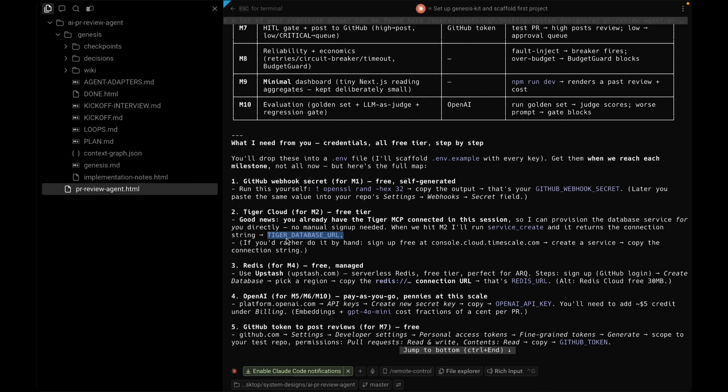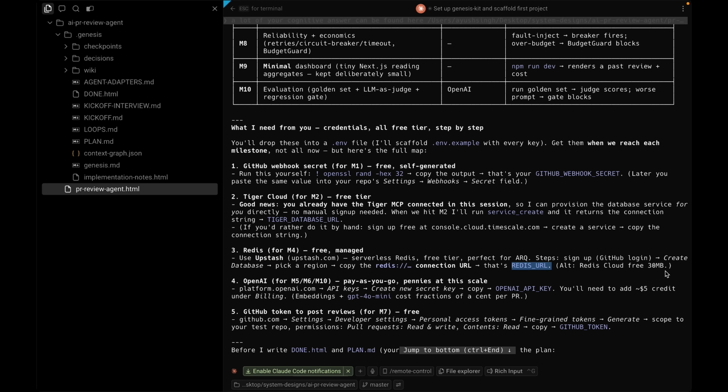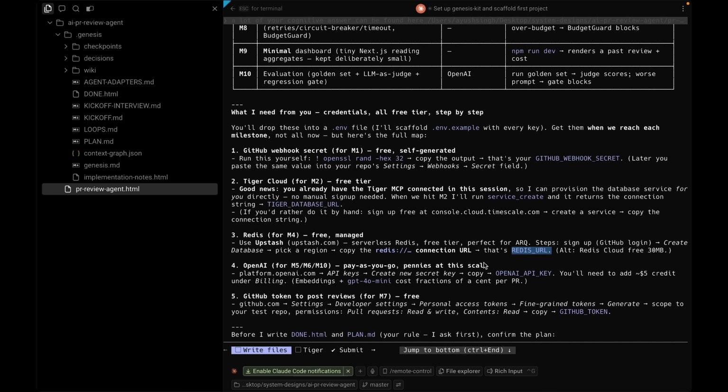Then Redis, which is basically Upstash serverless Redis, free tier, perfect for the queue. Sign up at upstash.com, create serverless Redis, and then we're going to put that into the Redis URL, which gives a total of 30 MB that you get for absolutely free.